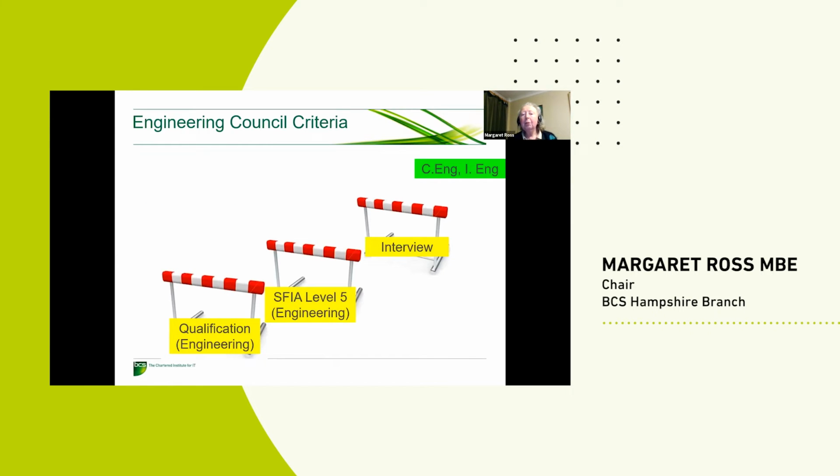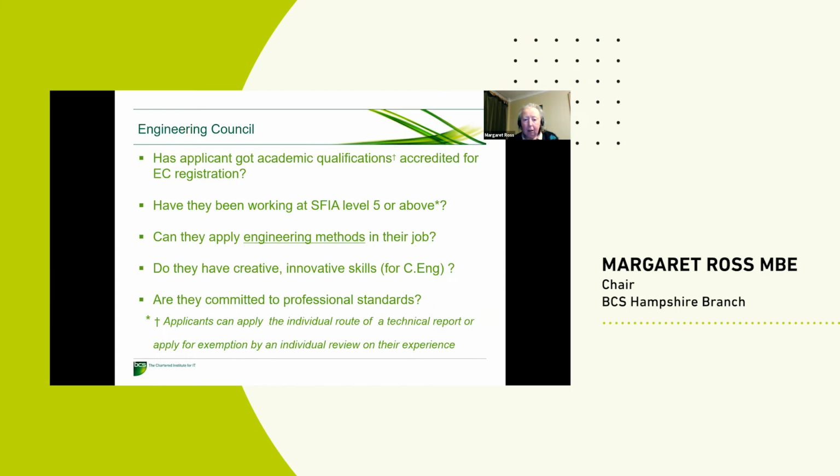So when we're talking about the Engineering Council criteria, you're looking at your qualifications. Are they appropriate? Are you at level 5? And then you've got the interview. Well, that's fine. So that's great. And you think, well, this looks fairly similar. Are you at level 5? Okay, we've talked about that one. Do you do engineering methods in the job? So in other words, if you were designing, maybe designing software, the chances are you would satisfy it.